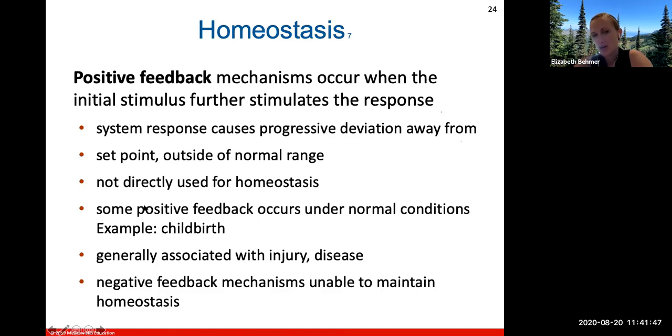It'll occur under normal conditions, and a great example is childbirth. If any of you have given birth to a kid before, or if you've seen someone give birth, the contractions will start and they won't stop. Levels of oxytocin will continue the contractions as positive feedback, and they won't stop until the birth of the child. So that's an example of positive feedback.